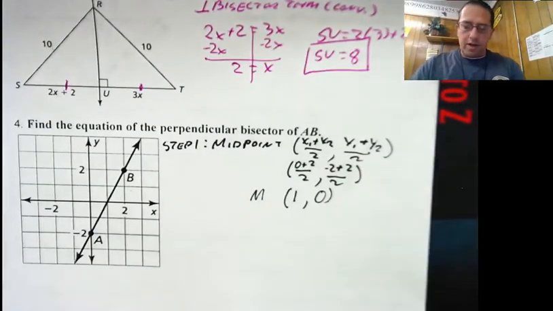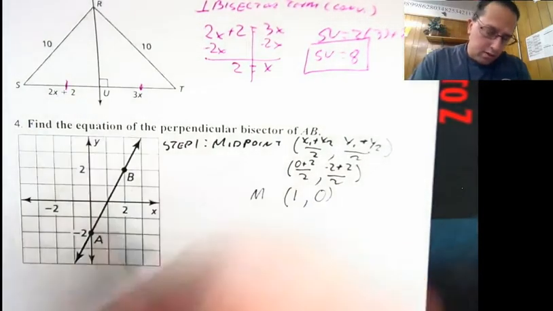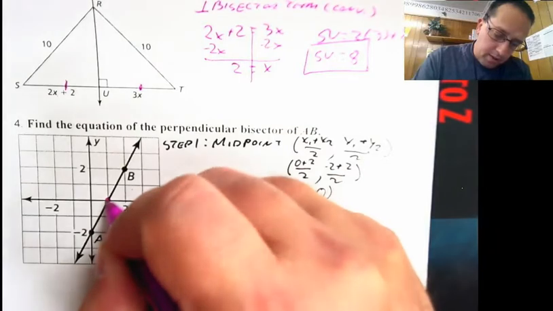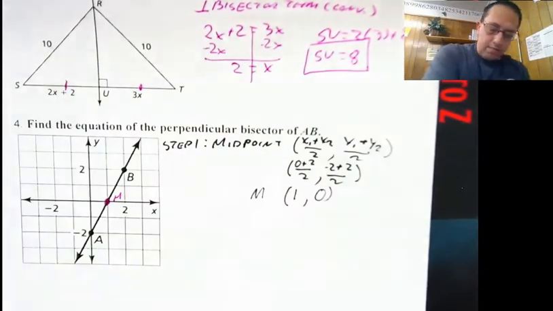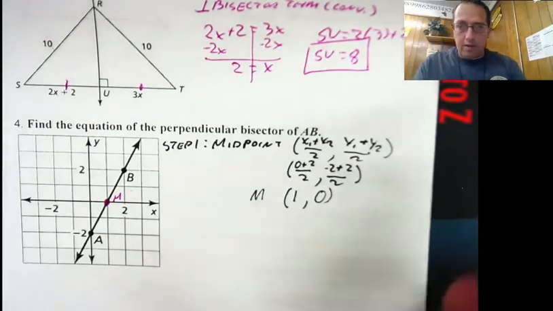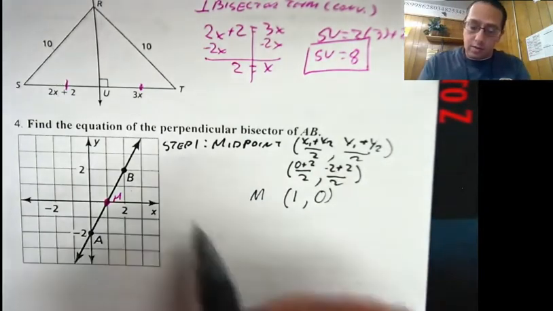All right, so we found our midpoint. Let's go ahead and mark that over here. I'm going to do that in a different color. Put that right there, and I'm going to call it point M, M for midpoint. Okay, so now we have a point. Every line has to have two things: a point to start with, and then the slope. So now let's find the slope.